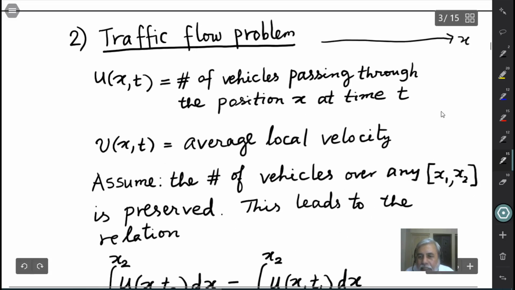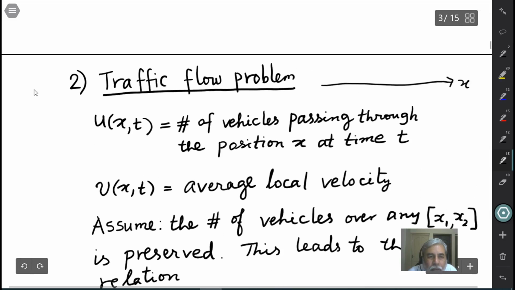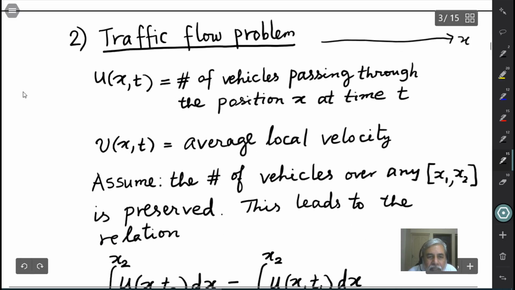So here is the simple model. Let u(x,t) denote the number of vehicles passing through the position x at time t. Though this is a whole number, we treat this as a continuous variable. That's usually what is done in most modeling problems, even fluid flow problems.